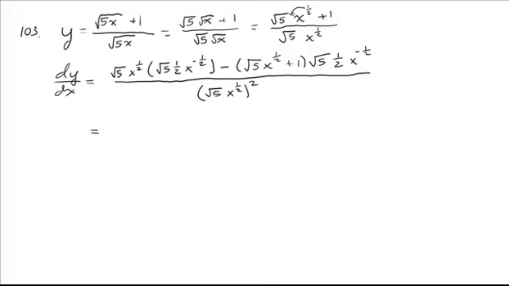So now let's start to do some simplifying. So what we should see is when we multiply these two terms together here, a couple things are going to happen. We're going to have square root of 5 times square root of 5. That's 5 times 1/2. So let's write that as 5/2. And then we got x to the 1/2 times x to the minus 1/2. That's basically x to the 1/2 over x to the 1/2, or 1. So this is just going to be 5/2.